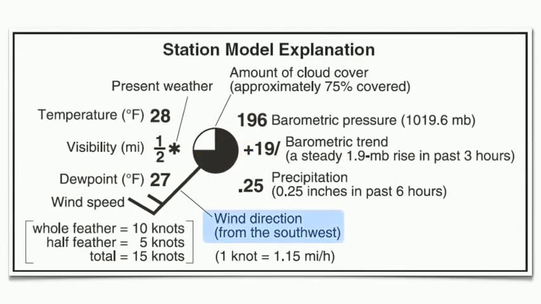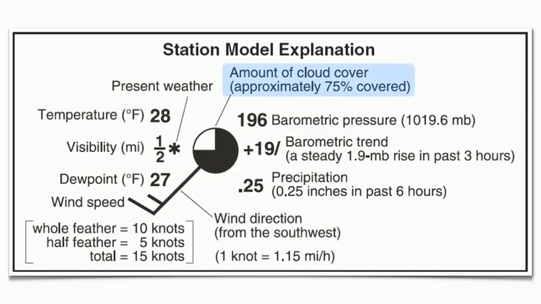Now, like I said, wind speed is also going to be associated with wind direction. Winds are named from the direction in which they come from. So this is going to be a southwest wind. So winds are going to be named from the direction in which they originate. This is a southwest wind coming from the southwest.